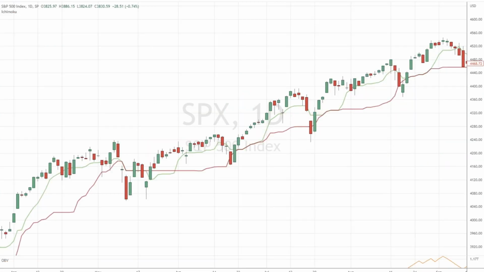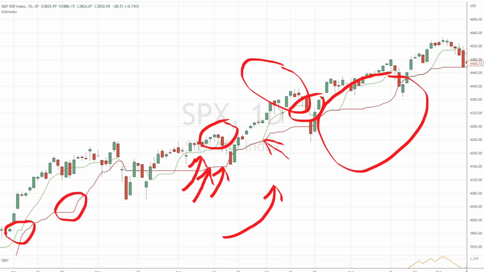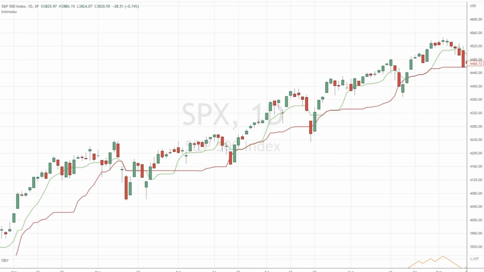Here is where it starts to get a bit tricky. Remember when I told you that the cloud itself is formed by plotting conversion line and baseline 26 periods into the future? Well, for this you need three more values. Leading span A, the Senkou span, and the leading span B, Senkou span B, and of course the lagging span, the Chikou span. And again, I sincerely apologize for probably butchering these Japanese words, so I am sorry. Please bear with me.